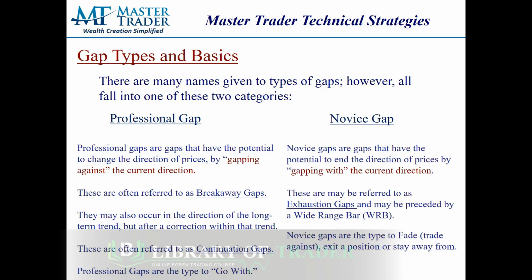Novice gaps, on the other hand, they're gaps that have the potential to end the direction of prices by gapping with the current direction. They're often referred to as exhaustion gaps and may be preceded by a wide range bar. So novice gaps, short definition, are the type to fade or go against or exit a position or stay away from.